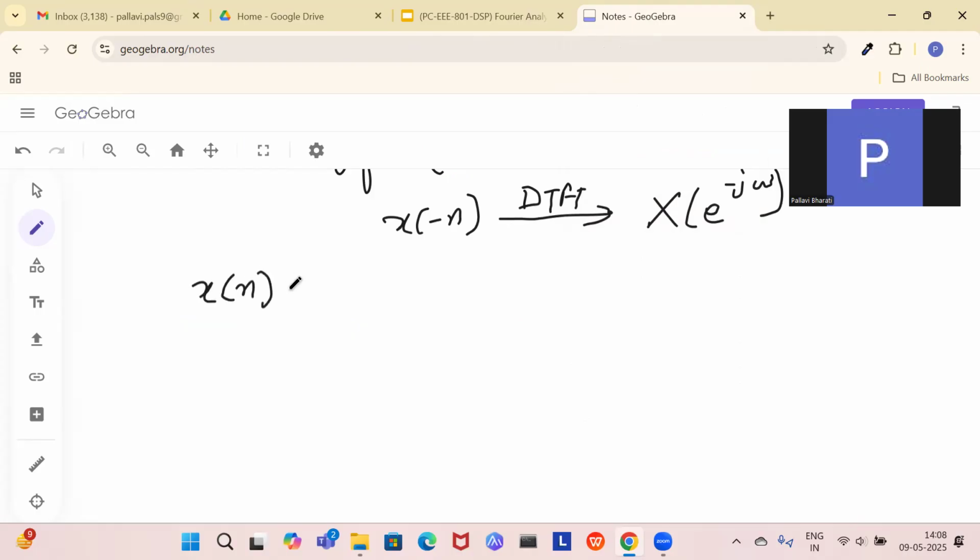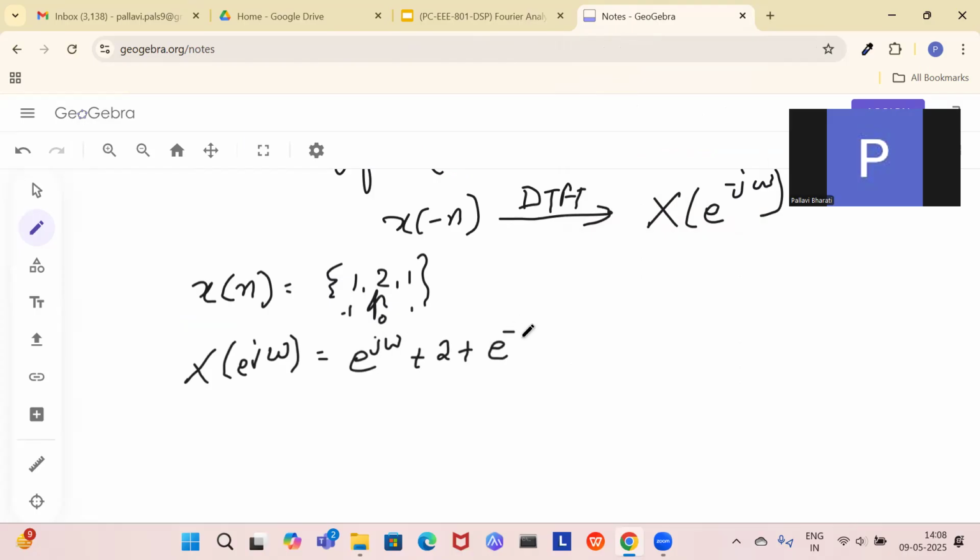So x[n] is given to us as 1, 2, 1. This is your 0 point, this is minus 1 and this is 1. The Fourier transform we already took out in the previous class for this one, so now we can write it directly. This is for minus 1, this is for 0, this is for 1. So the first one will be e to the power of j omega plus 2 plus e to the power of minus j omega.